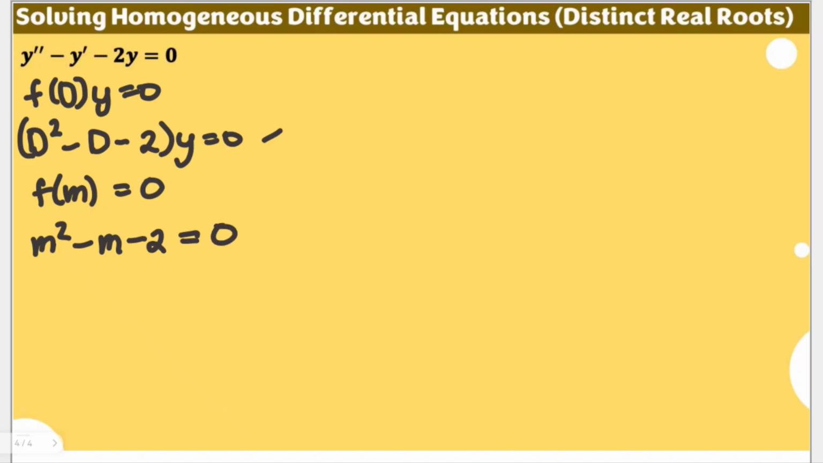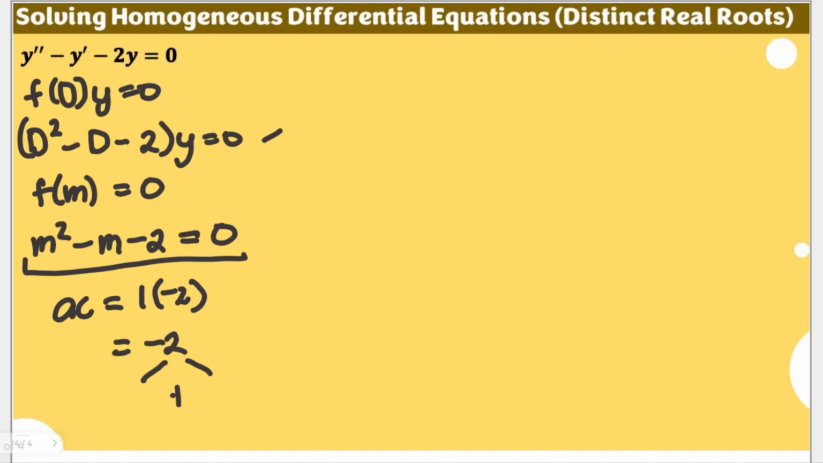In solving for this, we simply need to solve for the roots of this given equation, or solve for the possible values of m. Of course, there are many ways to solve, especially since this is an example of a quadratic equation. We can use the quadratic formula, or in this case, we can simply use factoring. When we factor this, we simply need to look into the correct factors. You can use the AC method. AC is 1 times negative 2, which results in negative 2. What are the factors of negative 2 that, when added, result in your middle coefficient of negative 1?